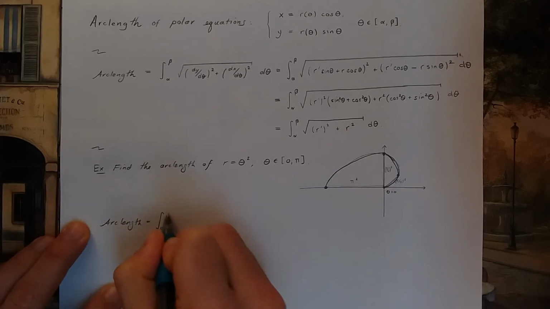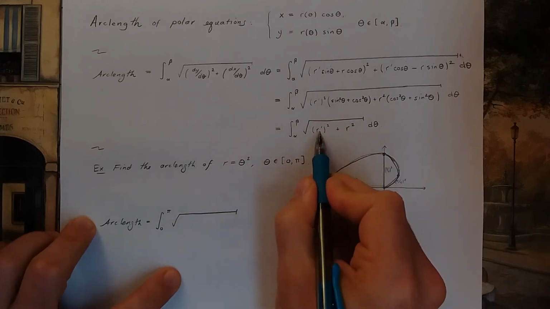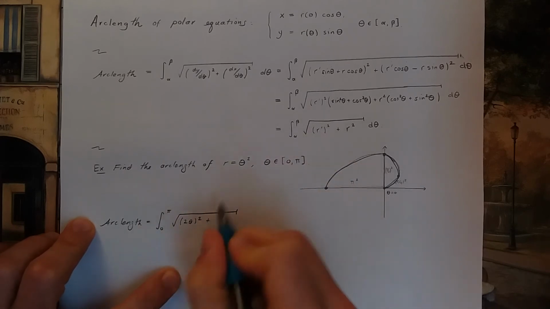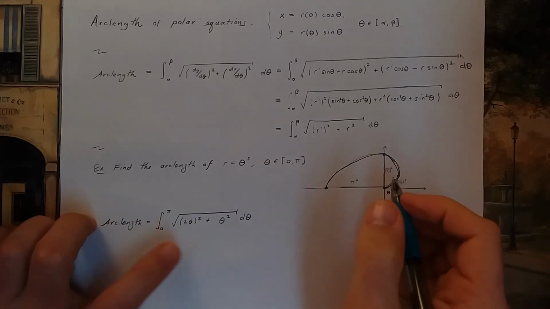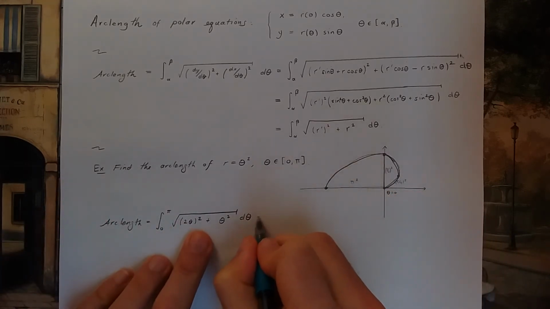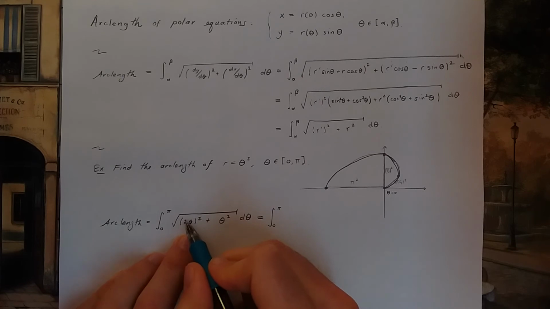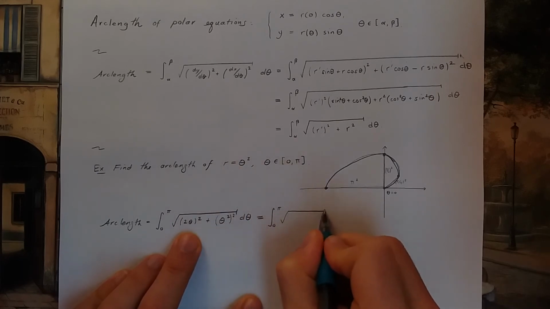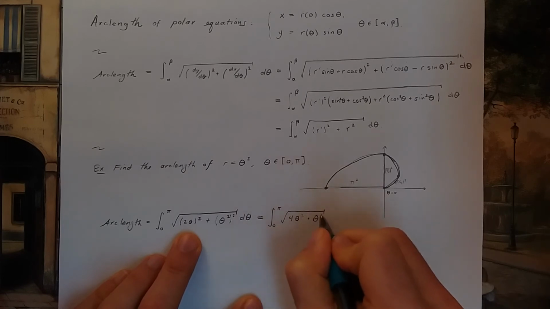So the arc length is the integral from 0 to pi of the square root. So I have the derivative. The derivative would be 2 theta, I square that, plus theta squared. And I integrate with respect to theta. So now I turn this problem into a routine integration problem. So it's the integral from 0 to pi, and this should be squared even. So then I get the square root of 4 theta squared plus theta to the 4th.